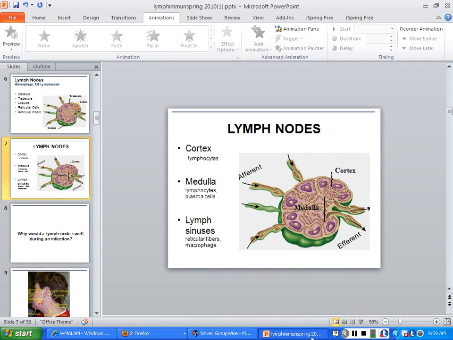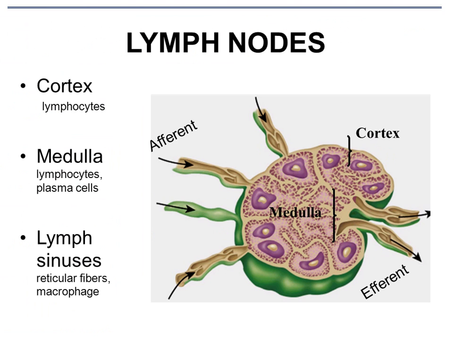Okay, so let's take a look now at the regions and the cells. Same concept, if you divide through a lymph node, you'll find that it has some regions to it. The outer region is the cortex, this inner region is the medulla, and then when the vessels begin to leave the node, that region's called the sinus.